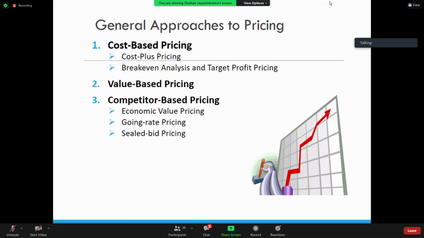Any other thoughts? Anyone else? Or Kavindu? Kavinda, sorry. Is it Kavinda or Kavinda? Kavinda, sir. You have to underline A. Kavinda, what are you thinking? Anything you want to add?